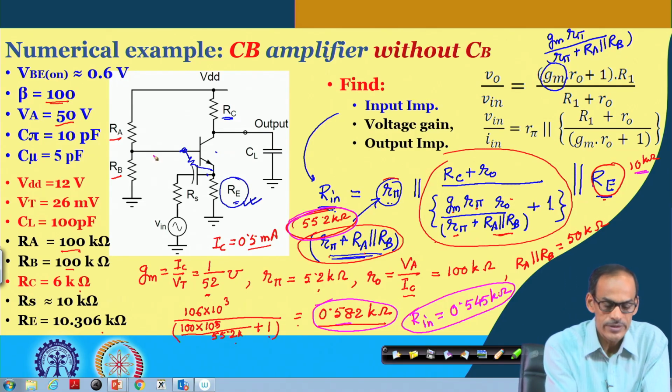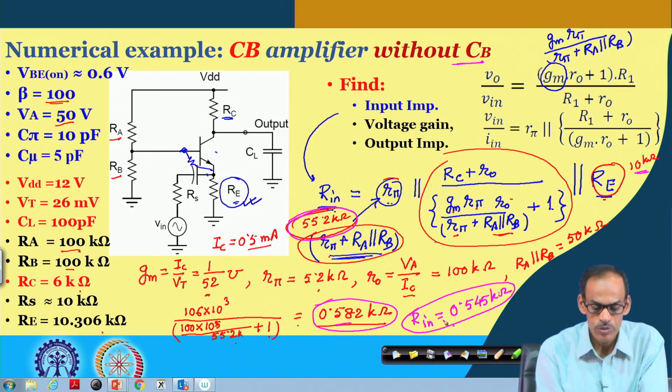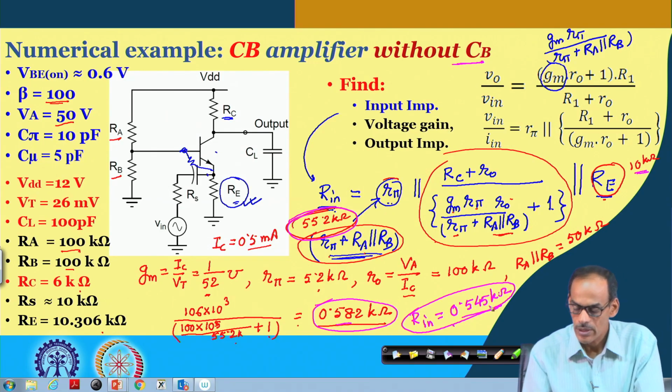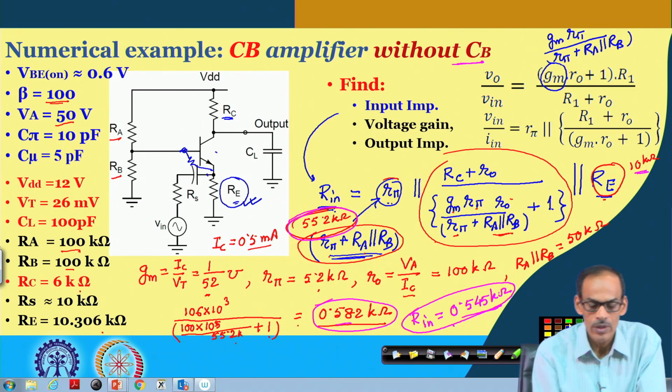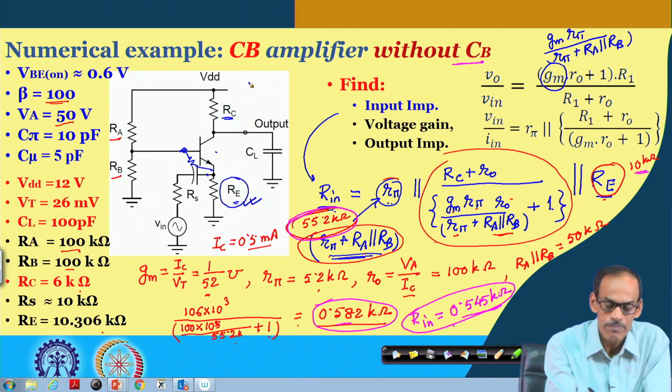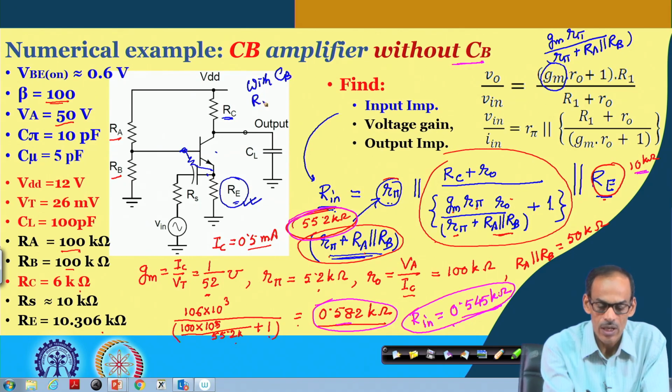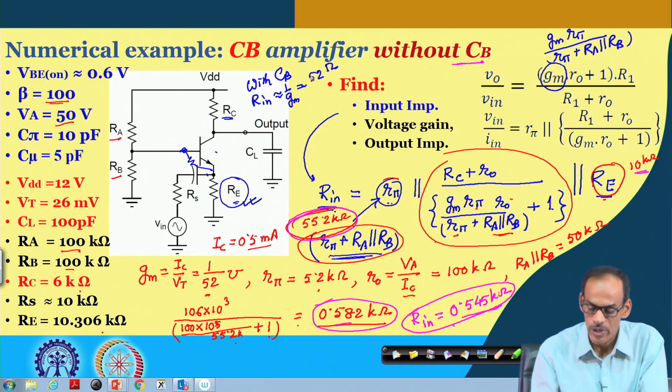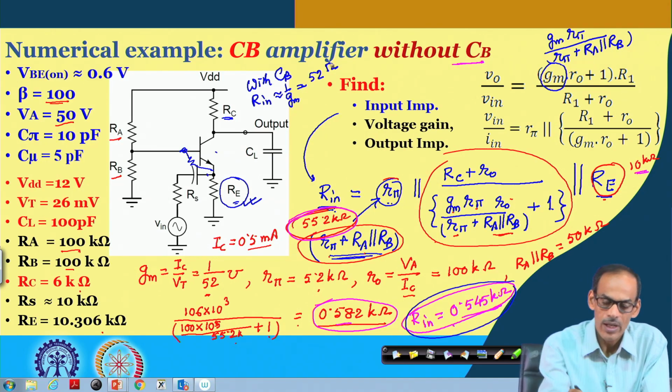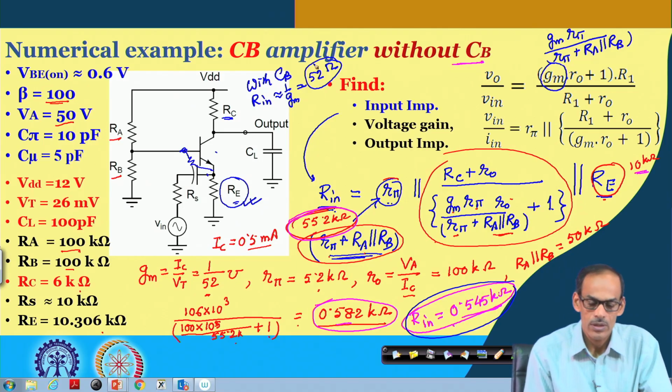So, what is the outcome here? If we are not using this CB, then the input resistance, it is quite large, compared to, of course, if I use CB. So, with CB, the input resistance R in, it was 1 by GM, and that is 52 ohms only. So, if you compare this one and this value, it is almost 10 order. So, it is getting increased by a factor of 10.